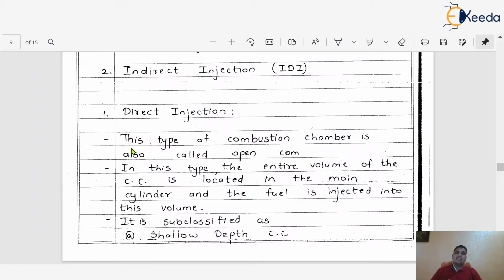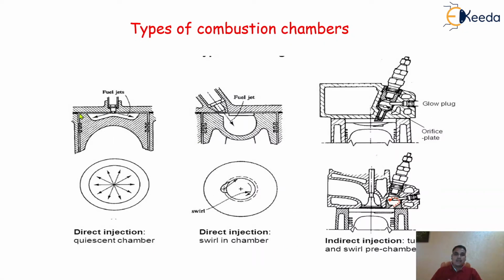The direct injection combustion chamber is also called the open type of combustion chamber. In this type, the entire volume of the combustion chamber is located in the main cylinder and the fuel is injected into this volume. What is the meaning of this? The entire volume of the combustion chamber is located in the main cylinder. When we see this particular diagram, the entire volume of this combustion chamber is located over here. This is very important, and this is a kind of open combustion chamber.